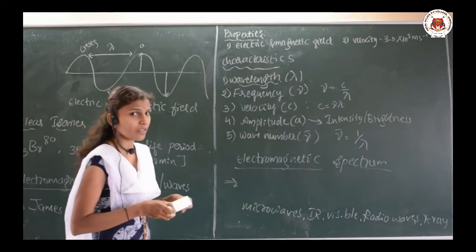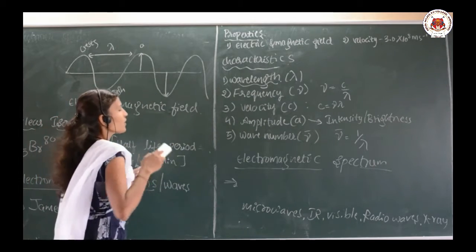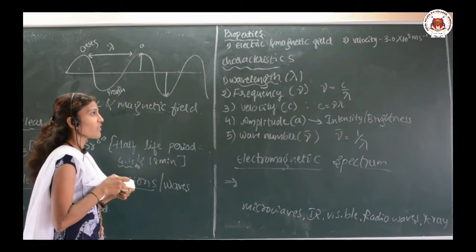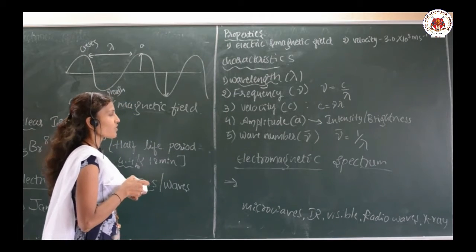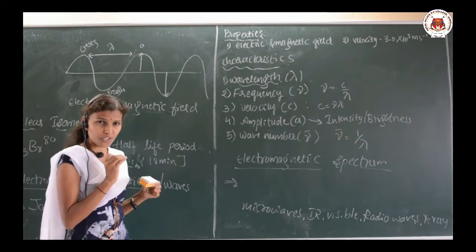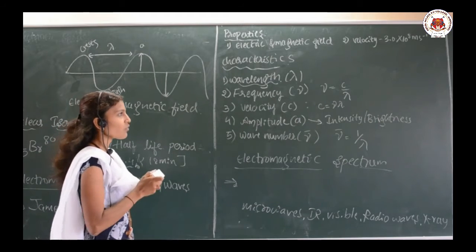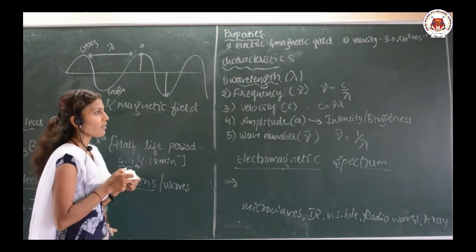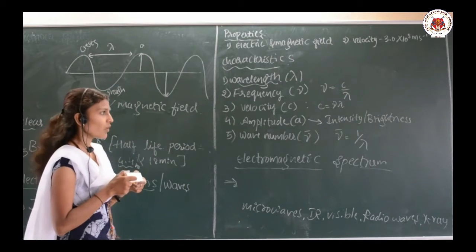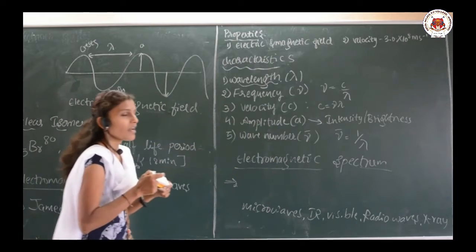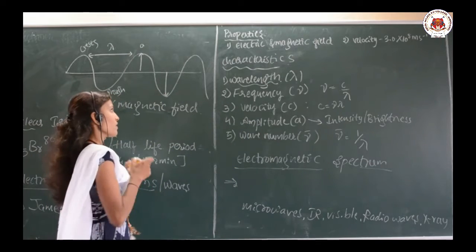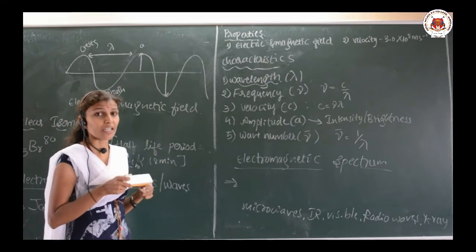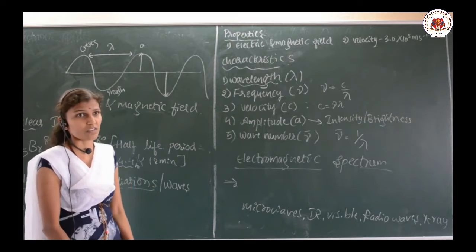First one is wavelength, the distance between the two adjacent crests or troughs is called wavelength, which is indicated by lambda. And next one is frequency. Frequency is the number of waves passing through a point per second, and frequency nu is equal to c by lambda. And then velocity is the distance travelled by the wave per second, and the velocity c is equal to nu into lambda. And next one is amplitude. It is the height or the depth of the crest and trough. It indicates the intensity or the brightness of the incident radiation.